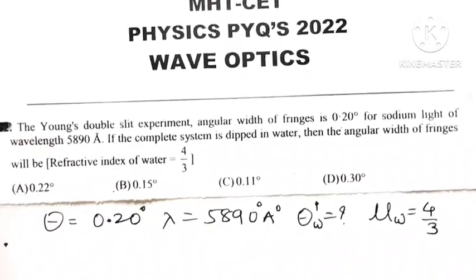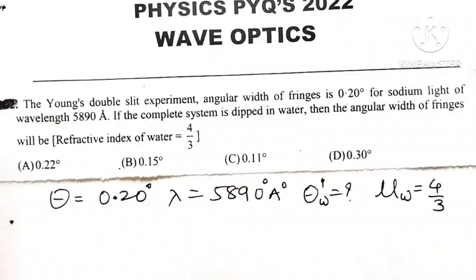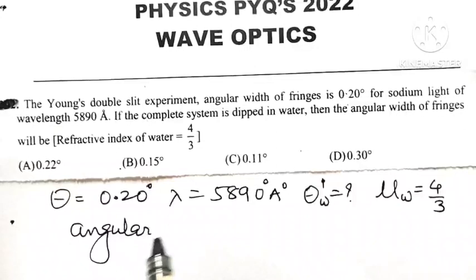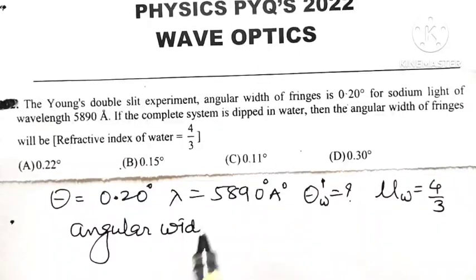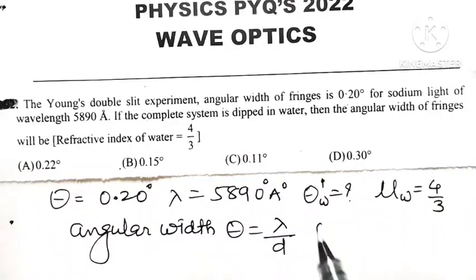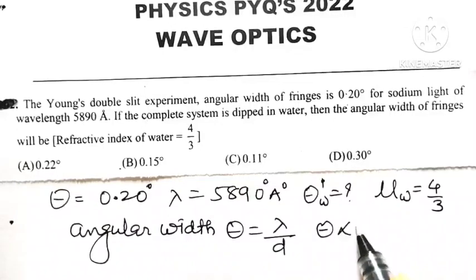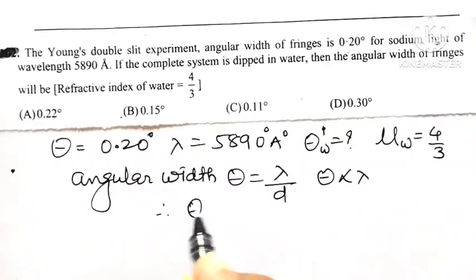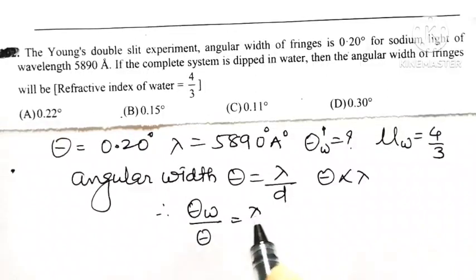The refractive index of water is 4 by 3. Remember, in Young's double slit experiment, the angular width theta is equal to lambda divided by d. It means angular width theta is directly proportional to wavelength. Therefore, theta in water upon theta in air is equal to wavelength in water upon wavelength in air.